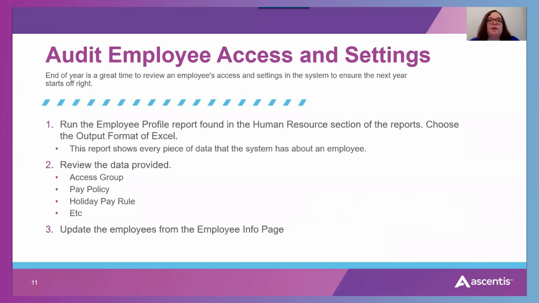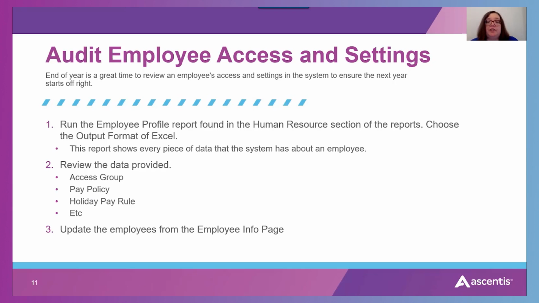Optionally, you might want to run any reports in the system to audit the employee setup. One of the reports that I like to run is called the Employee Profile Report. This report includes everything about an employee within the time system. It's going to include things like their access group assignment, pay policy assignment, pay category assignment, which is important because that connects to the accrual rules and points rules within the system.